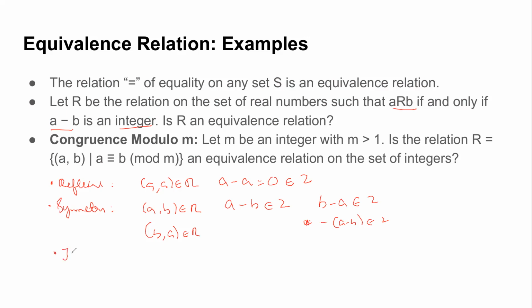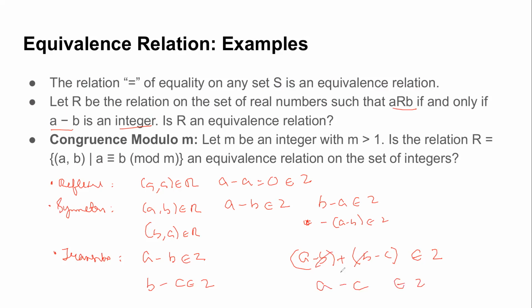Finally, we need to show it's transitive. That is, if (A, B) is in R, A minus B is an integer, and B minus C is also an integer, then (A, C) should also belong to R, right? So if we simply add them up, A minus B and B minus C, the sum of two integers is also an integer. So A minus C is also in R because these will cancel out, right? So this is trivially an equivalence relation. Is this clear, class?